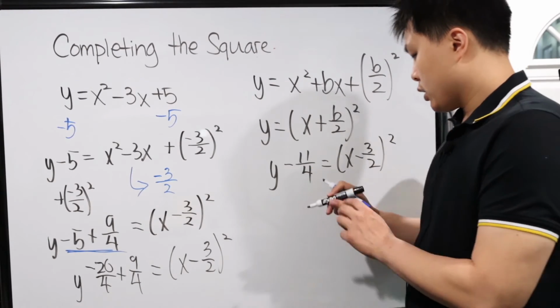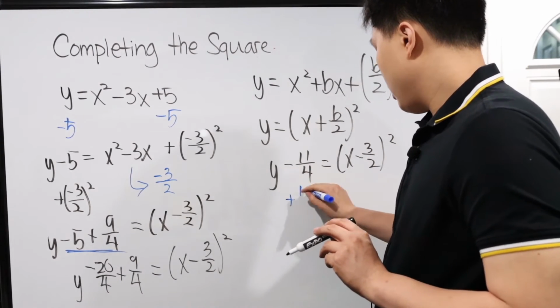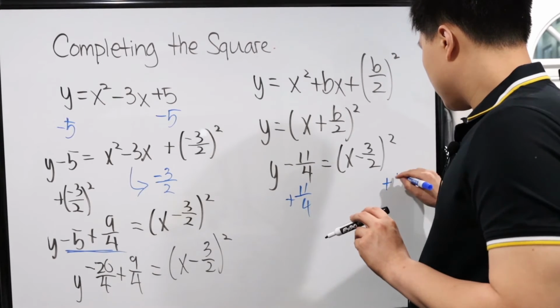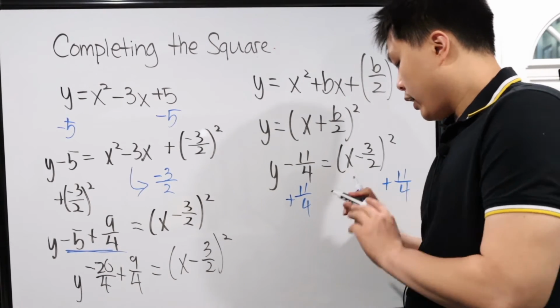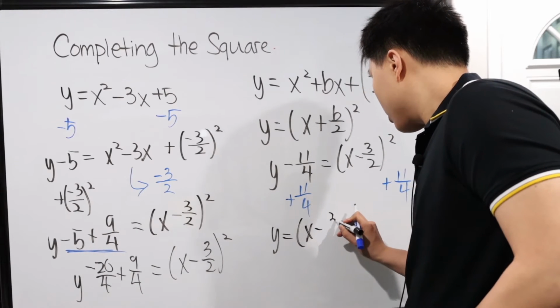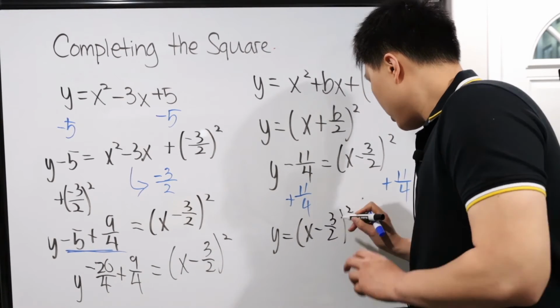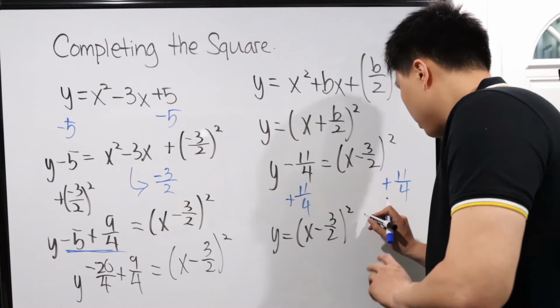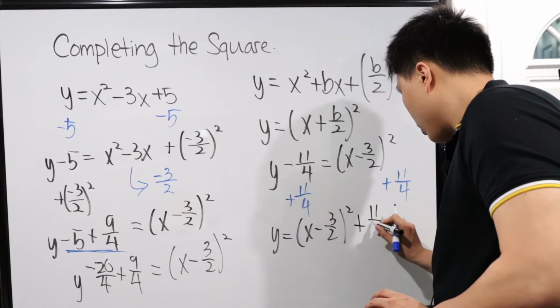And then what we're going to do is add this on the other side. So add 11 over 4 to both sides. And so that gives us y equals x minus 3 over 2 squared plus 11 over 4.